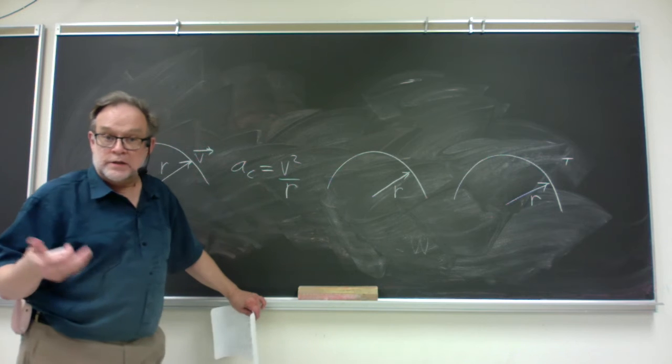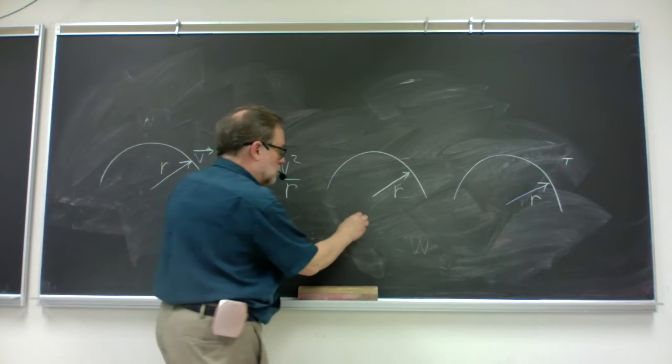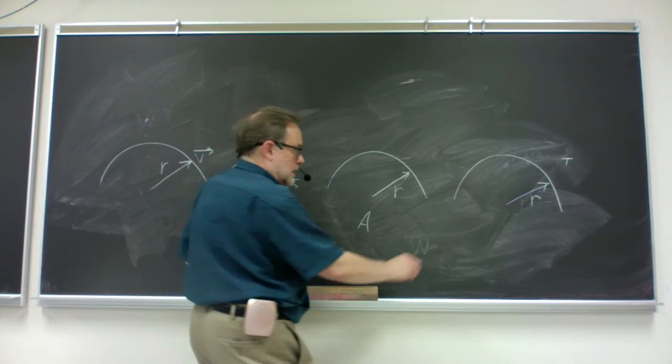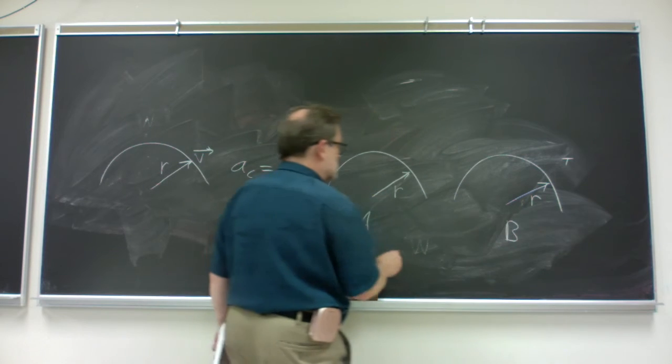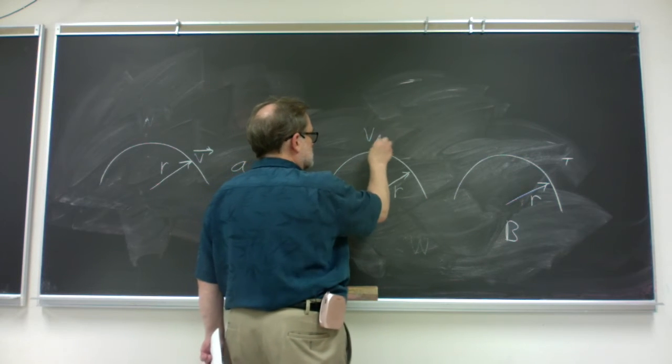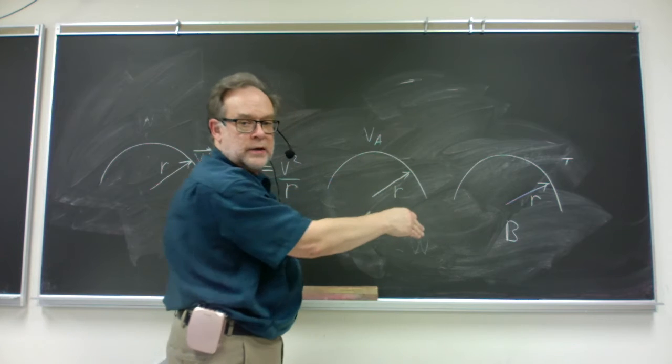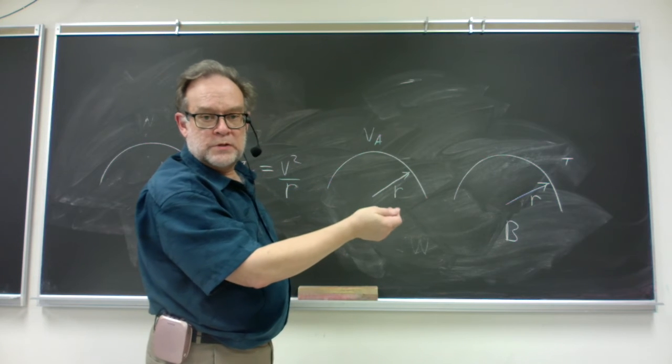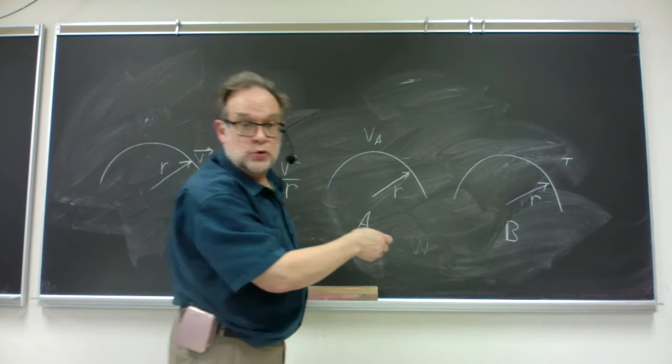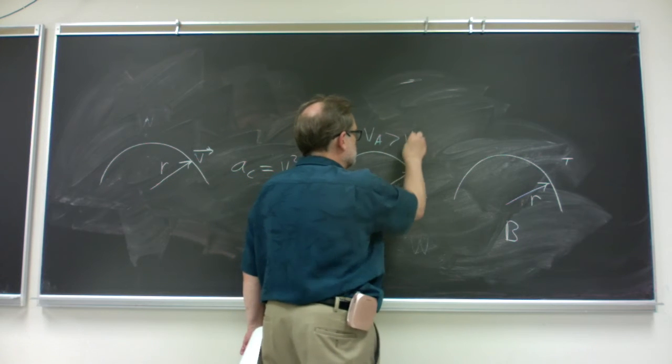But they're moving at different speeds. So we'll call this A, and this is car B, and this one is moving at a constant uniform speed, and it's greater than B's speed.